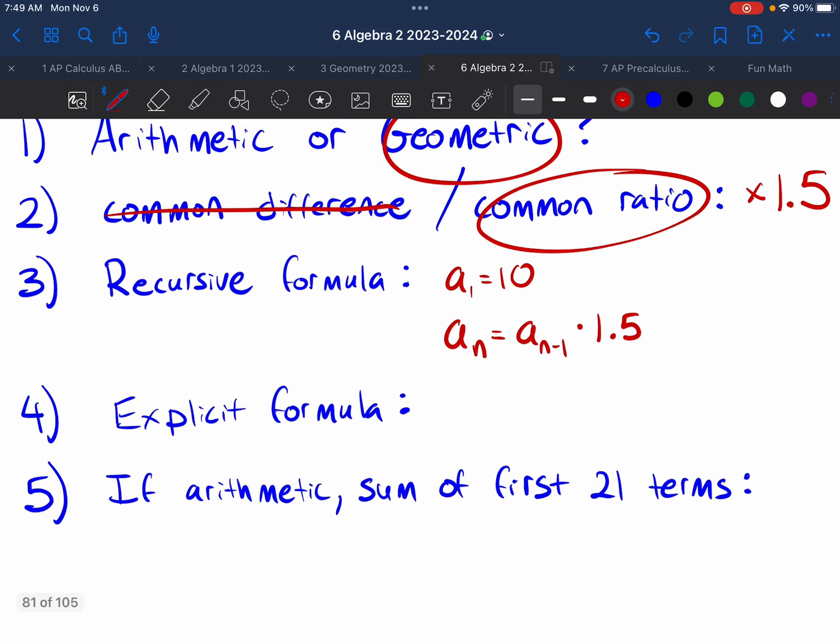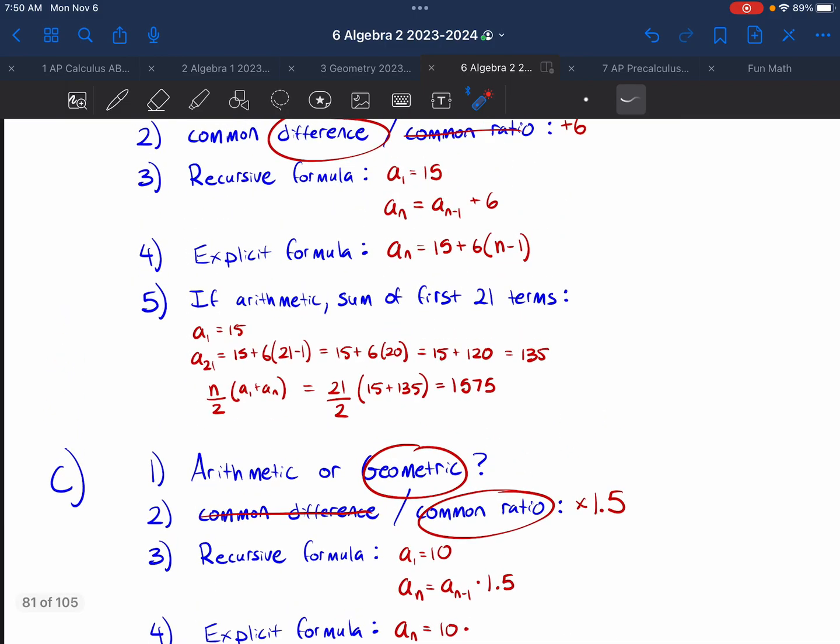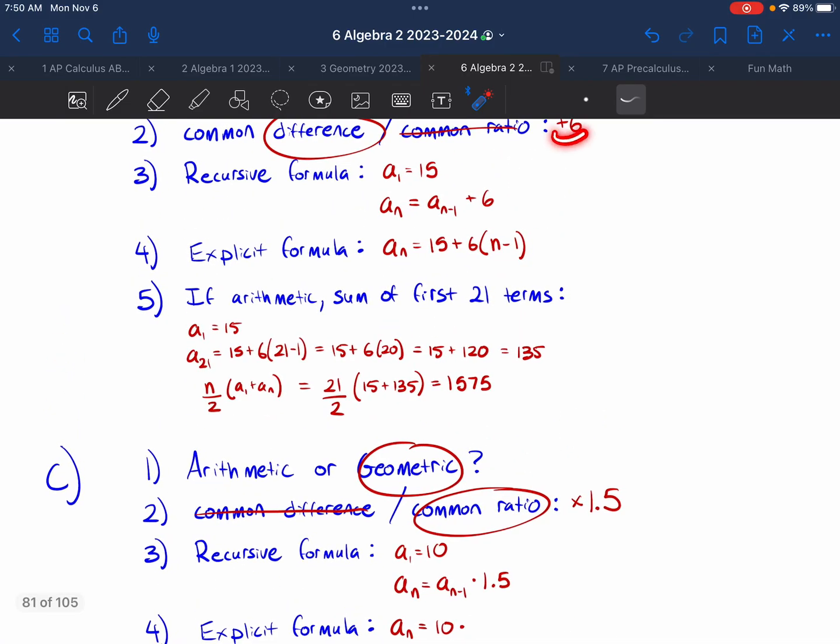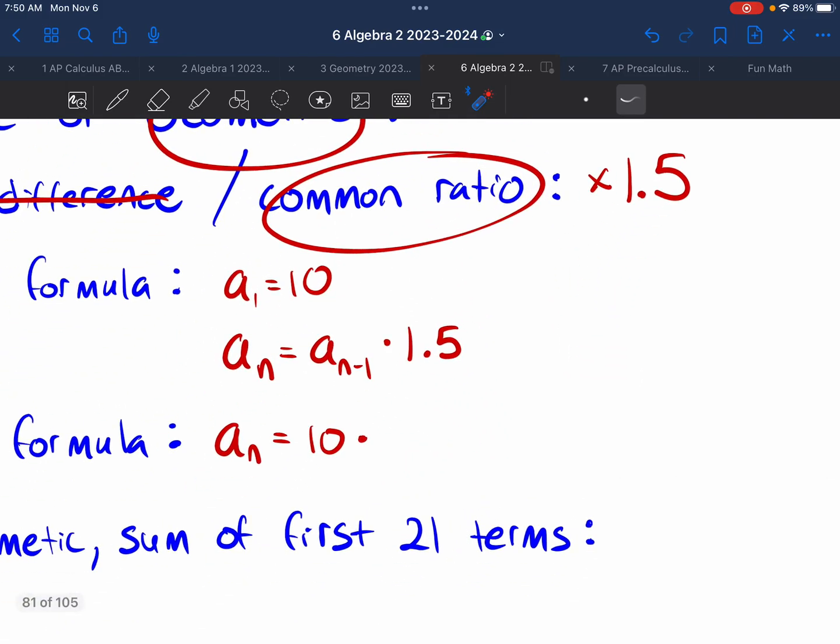All right, time for the explicit formula. So I'm going to have an a sub n. I can choose any term I want. I'm choosing the first term because I already have it right here. This is going to be 10. And then I'm going to always multiply. Again, notice the commonality between all of these. Whenever we were doing recursive where we're adding 6, then adding 6 in the pattern is adding 6 in the explicit. Multiplying by 1.5 is going to be multiplying by 1.5 also in the explicit. So I'm going to multiply by 1.5.